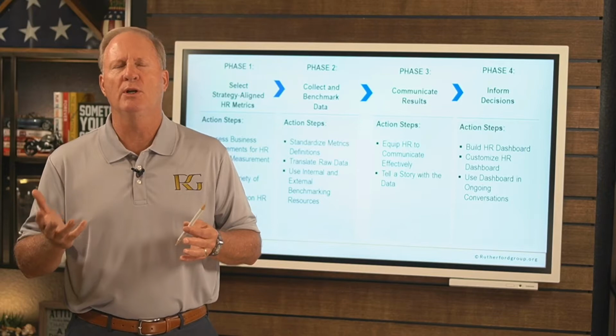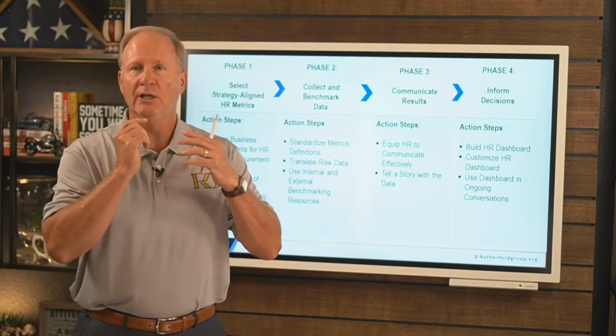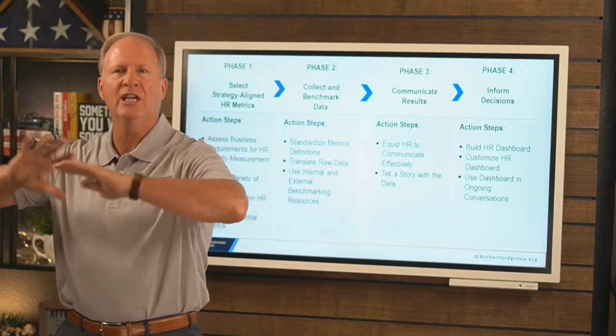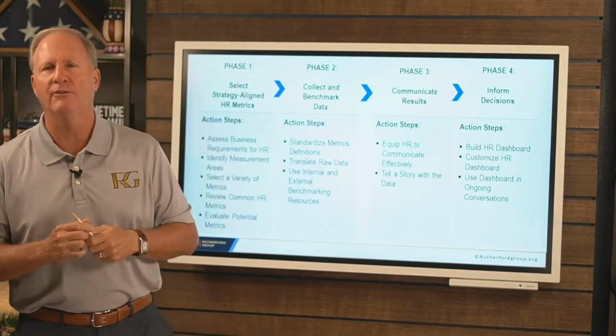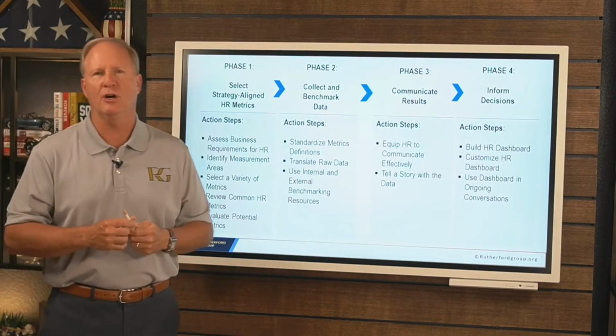Third key thing is selecting a variety of metrics. And the reason we want to select a variety of metrics is for two things. Number one, context, and number two, broad application to see if it gives us any insights of other things going on in the business.